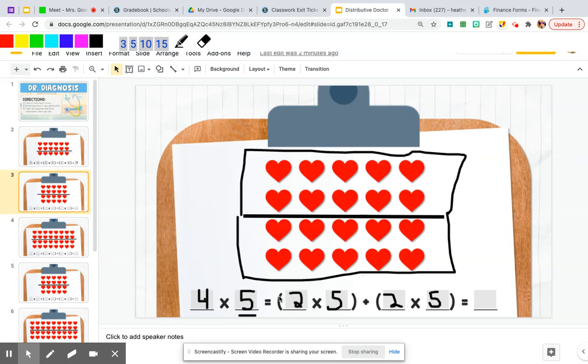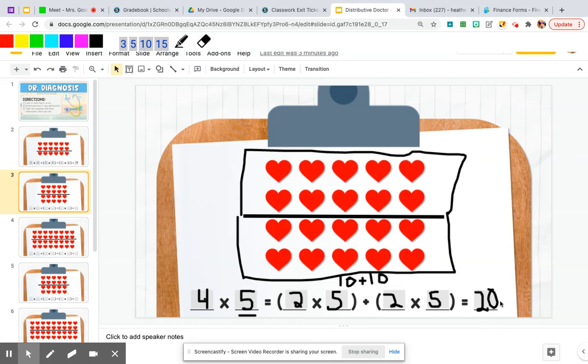Now I know I have to solve what's in my parentheses first. So I have to solve 2 times 5. What's 2 times 5? That's 10. I have to solve those parentheses before I can add. Now, the sum of 10 plus 10 will give me 4 times 5. 10 plus 10 is 20. You can check your answers, mathematicians, by counting the hearts. The top part is 10. Count on from 10: 11, 12, 13, 14, 15, 16, 17, 18, 19, 20. 20 all together.